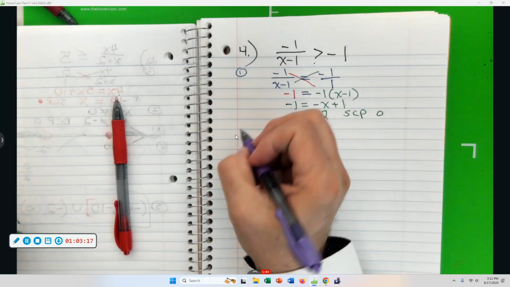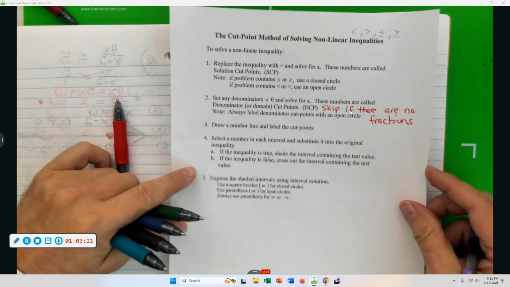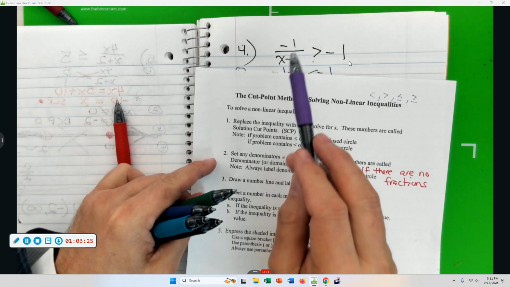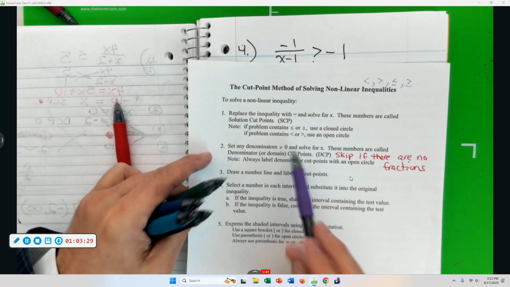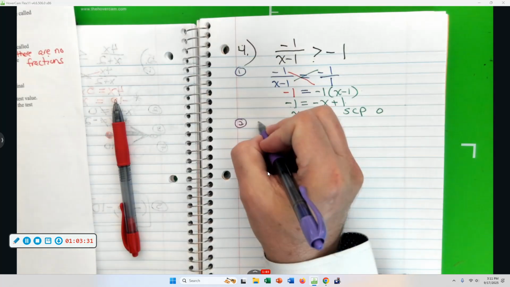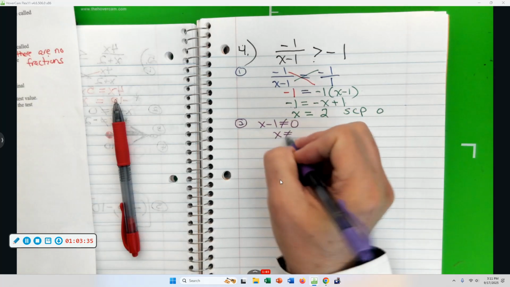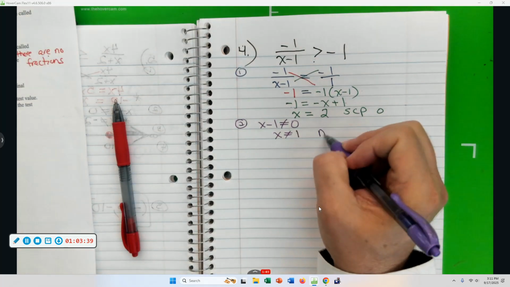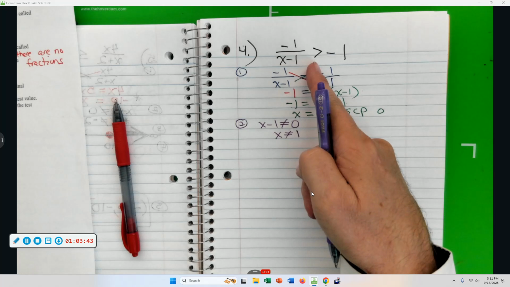Second step. Can I skip the second step? No, because I see a denominator. When I saw the problem, I knew I was going to have to do that second step. x minus 1, you don't want it to be 0. So x cannot equal 1. That's my denominator cut point, and it doesn't matter what that symbol is there.